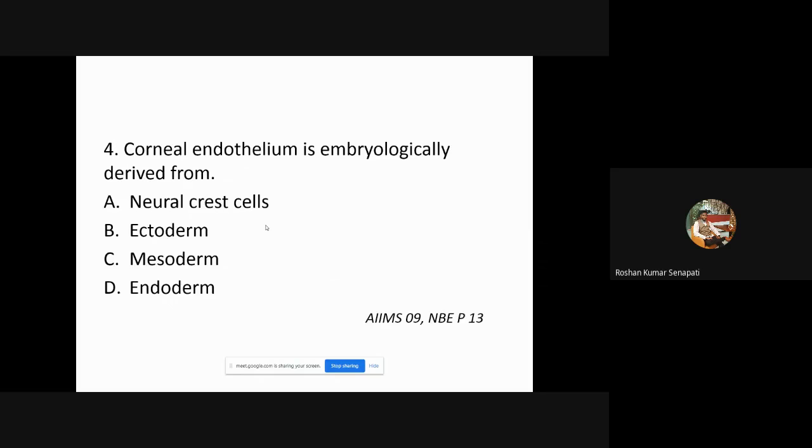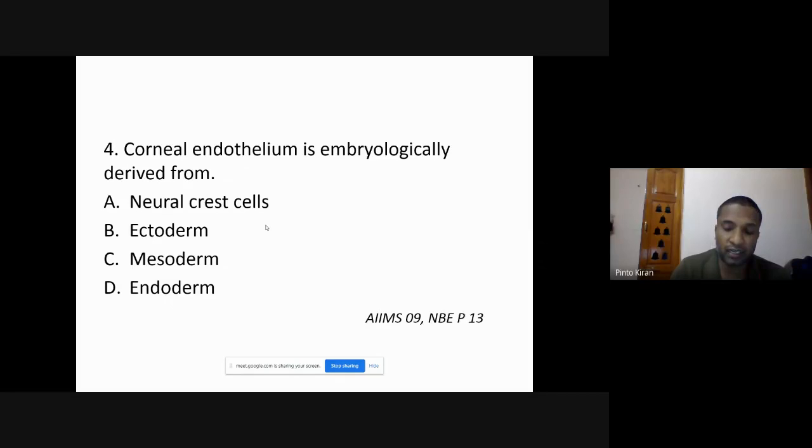Sorry, sir. Corneal epithelium, neural crest. See, you have to remember. See, I told you, right? The stroma and the endothelium arise from the neural crest cells. Almost the anterior chamber part develops from the neural crest cells, including the stroma, endothelium, and even the trabecular meshwork. The lining and the endothelium arise from the neural crest cells.